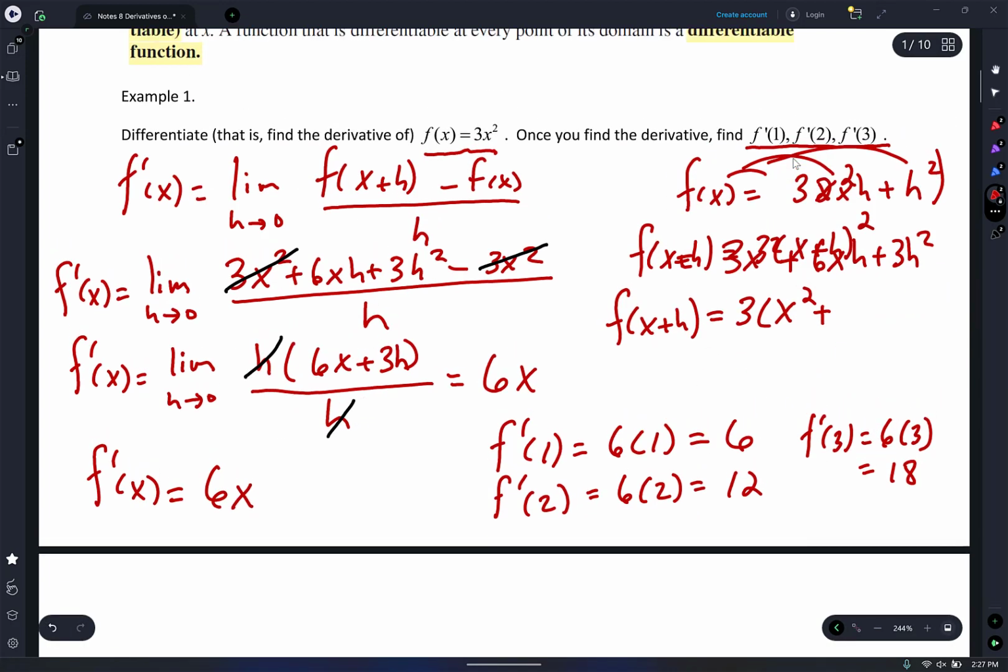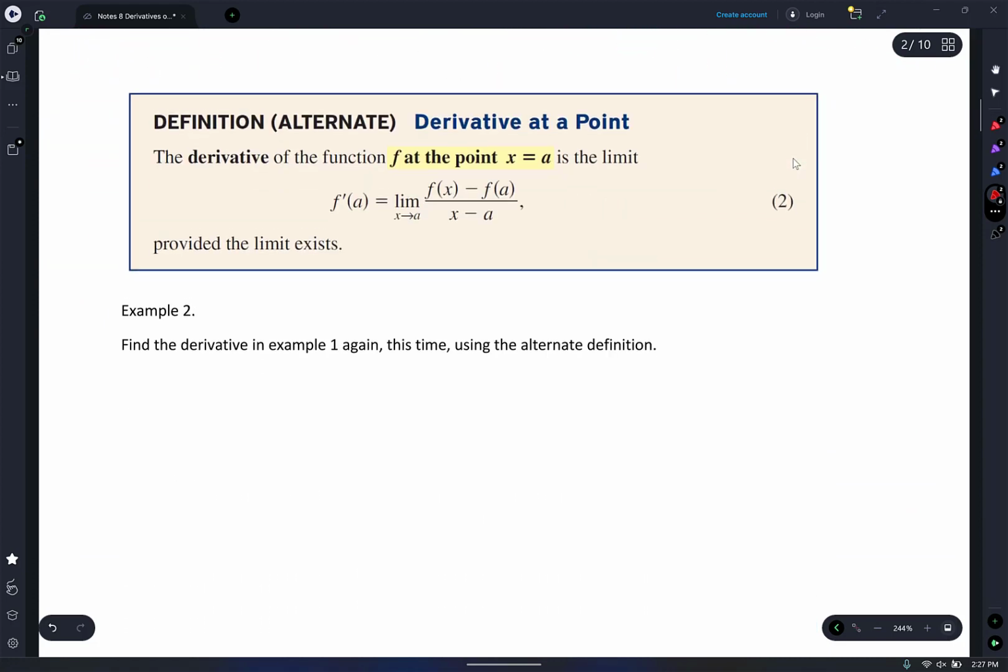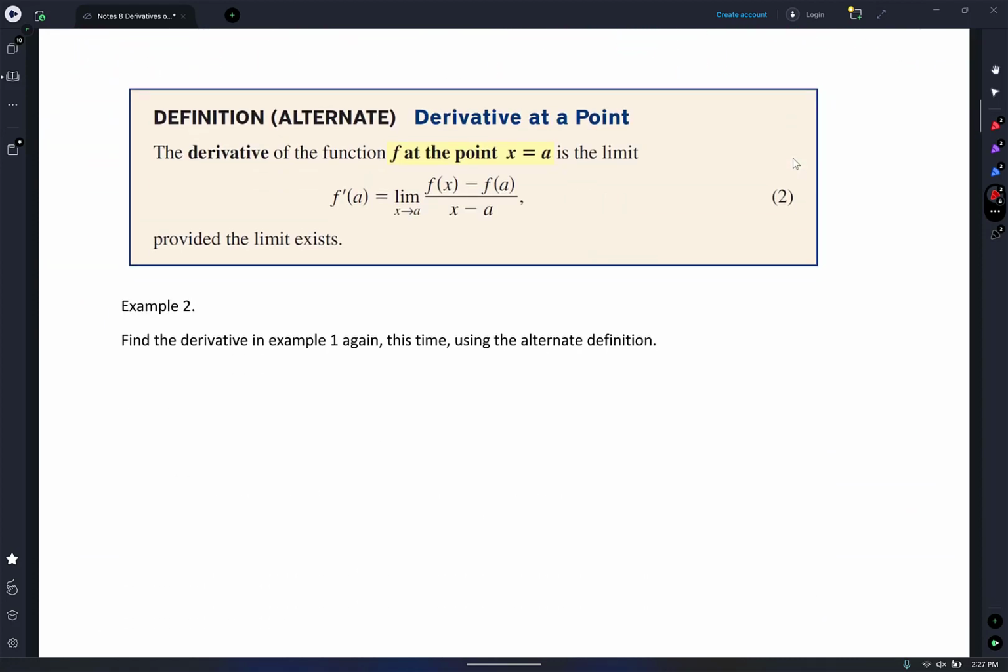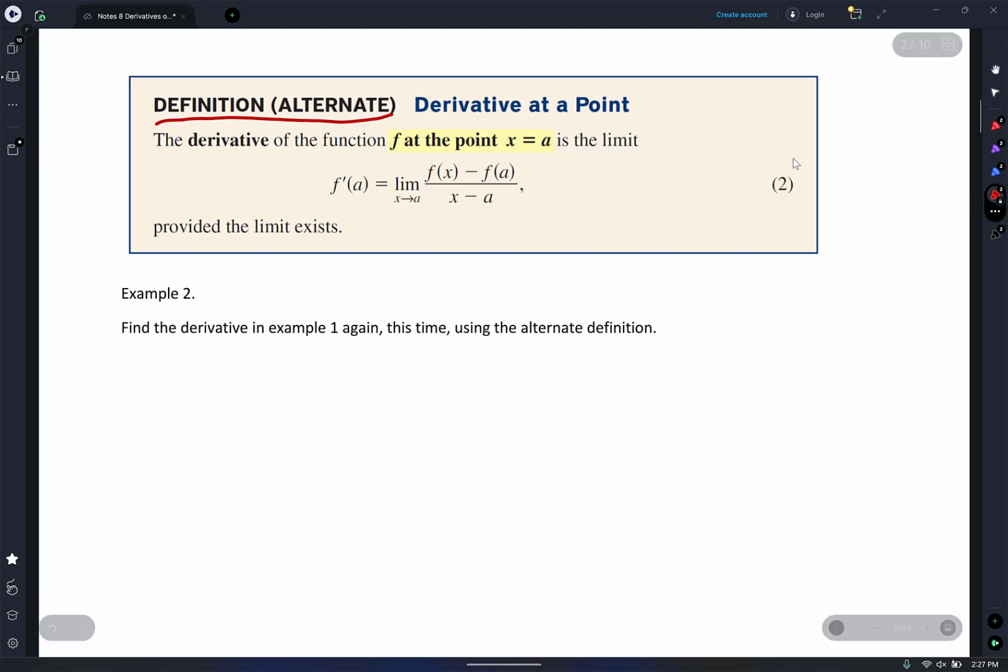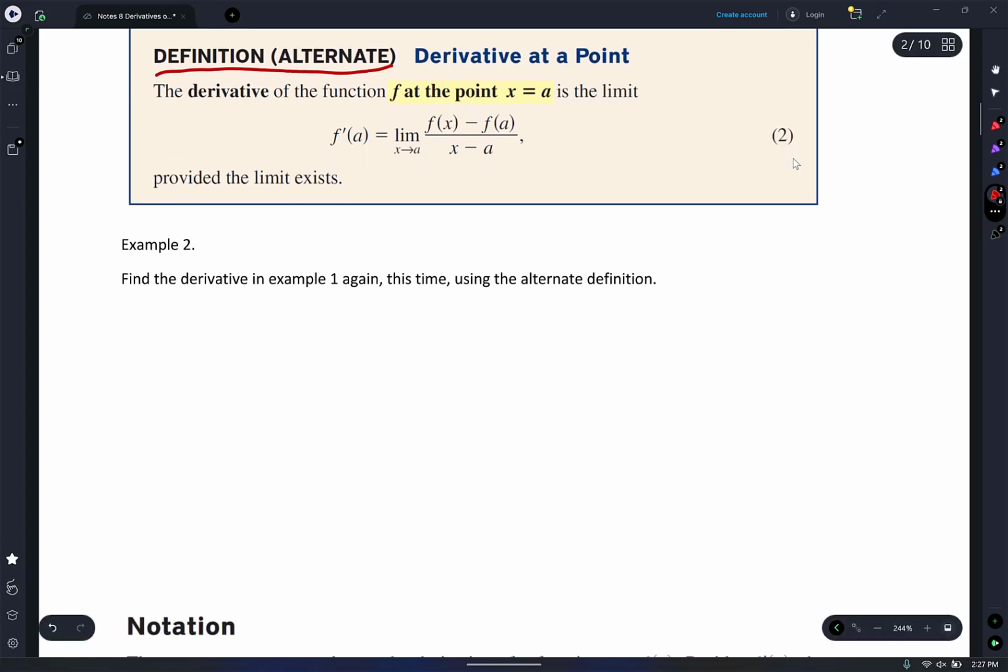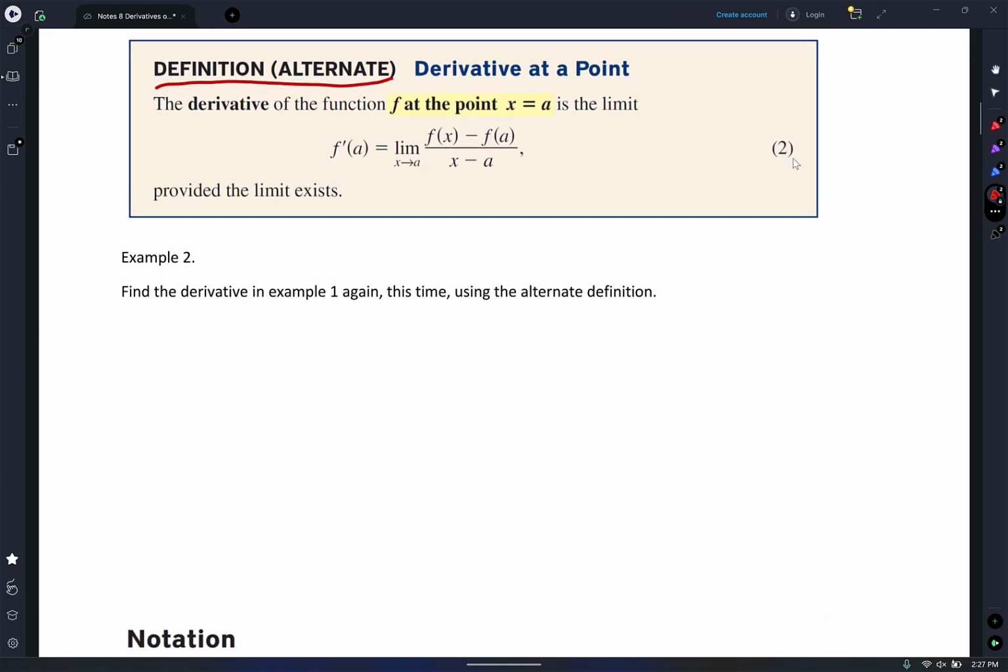I messed up all of that. Oh, that's fine. This is the alternate definition. This is what I tried to teach you guys last time, but you guys were like, no, just teach me one. This is the alternate definition of the derivative at a point, and it's already evaluating the point for you. So it says, find the derivative in example 1 again, this time using the alternate definition. All right, you guys ready? Technically it says f prime of a, so I guess I have to put a number already. So f prime of 1.